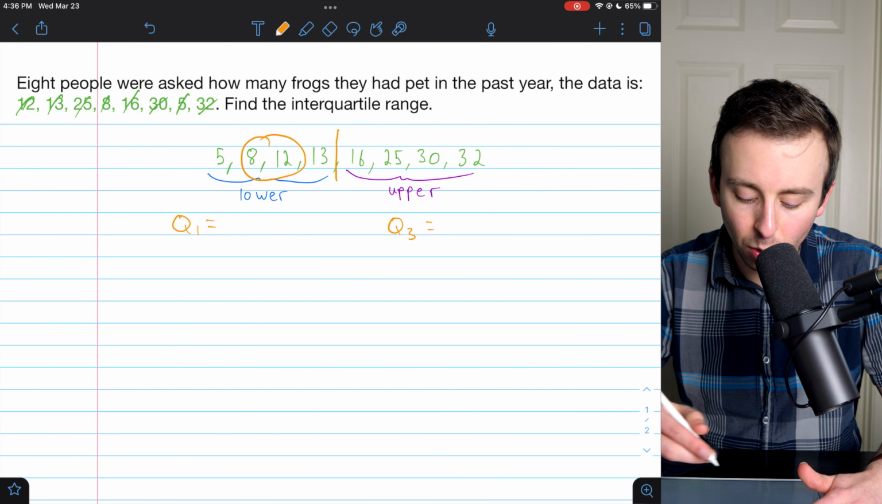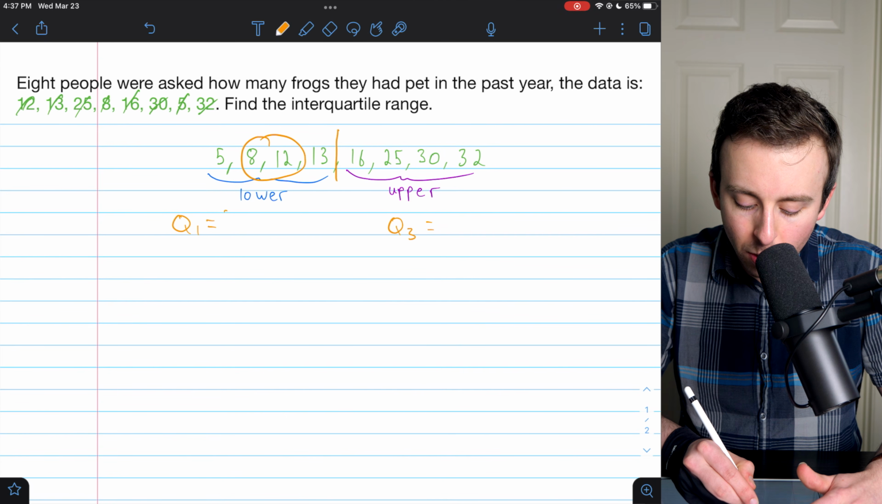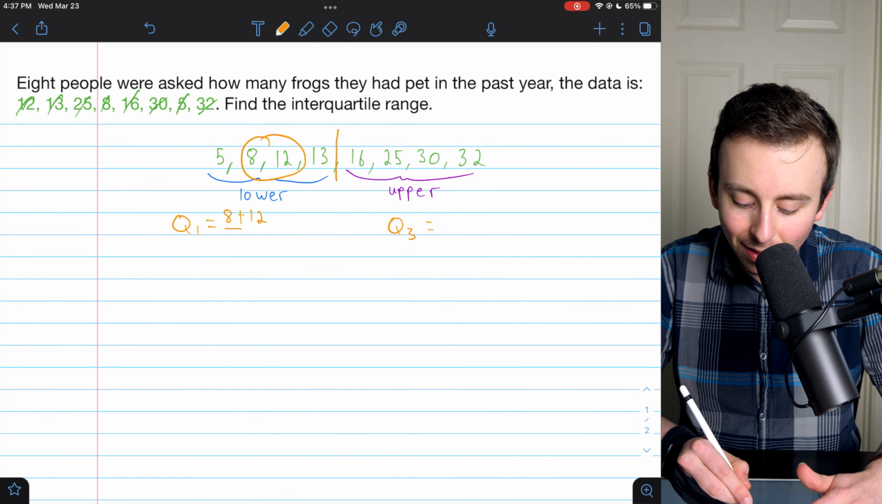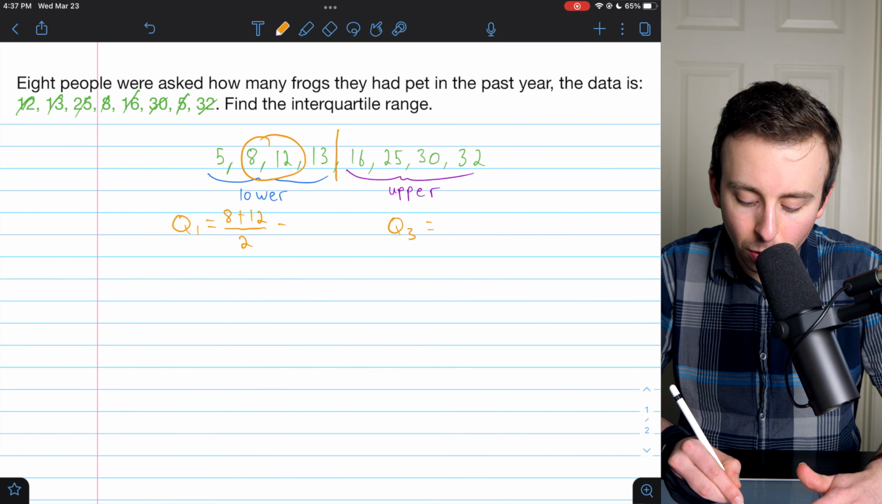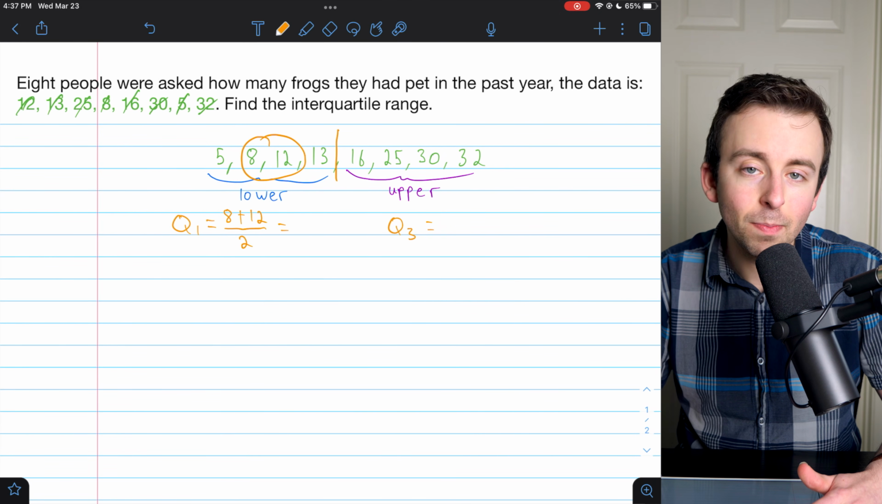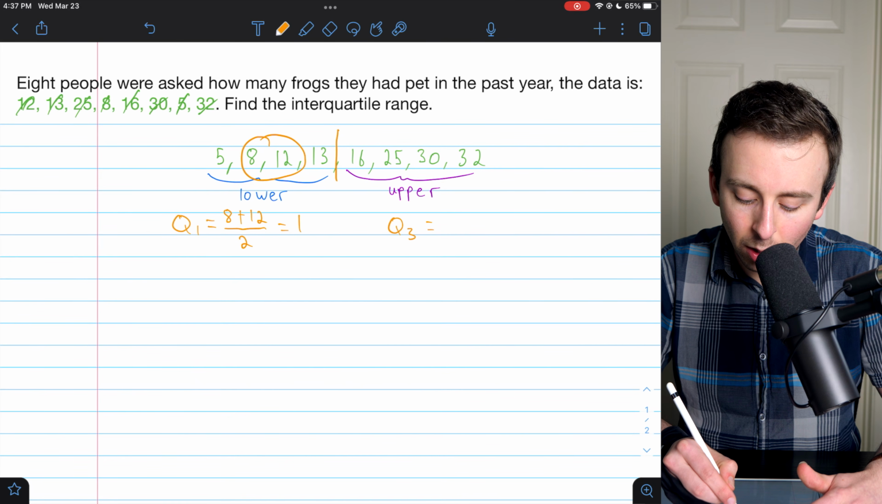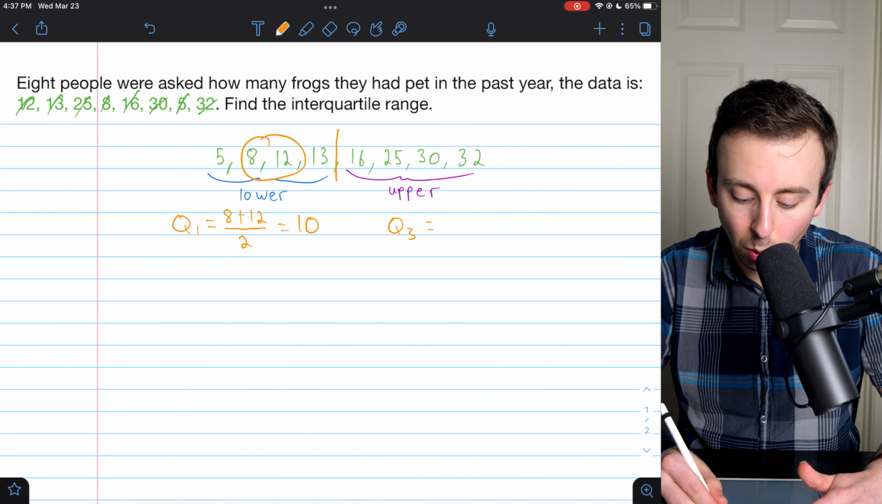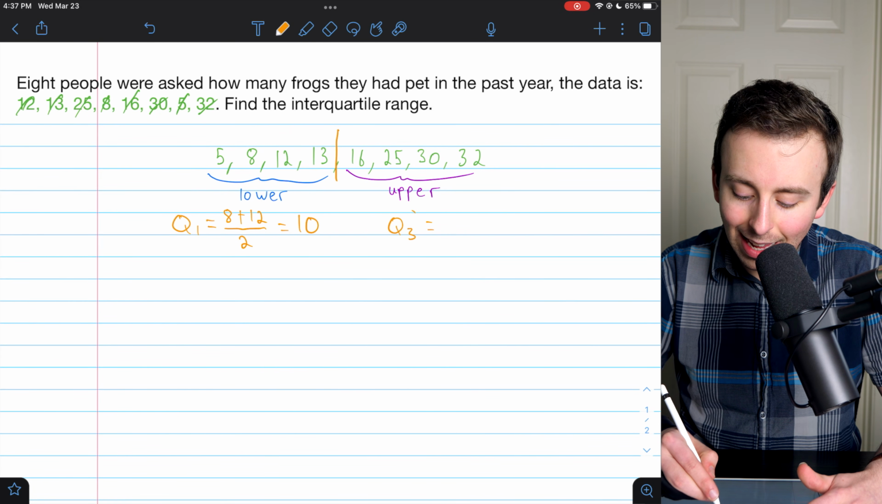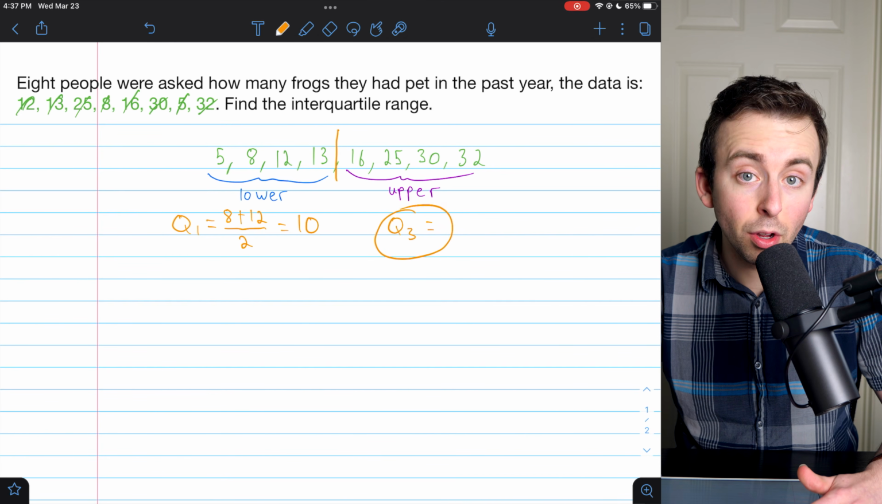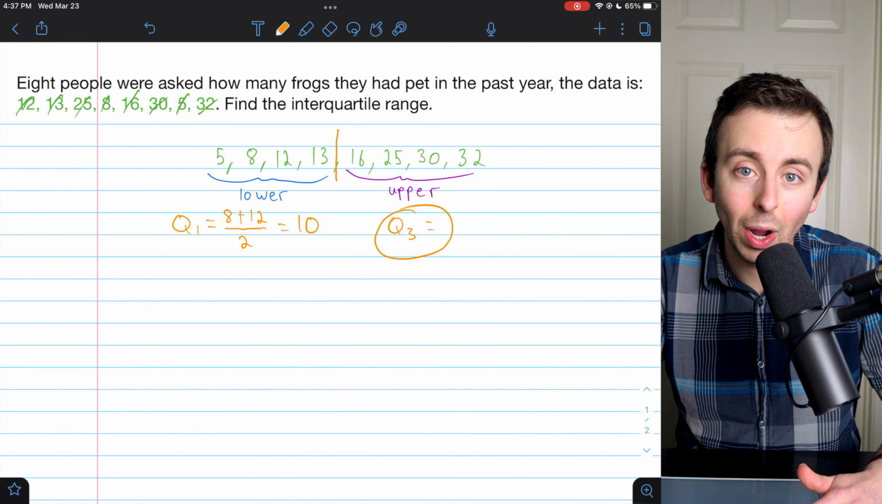10 is halfway between 8 and 12, but the way you could calculate that, if you weren't able to just see that, is to add the numbers together and divide by 2. That gives us their average, the number that's halfway between them, which is 10. So Q1 is 10, and we can calculate Q3, the third quartile, in a similar way.